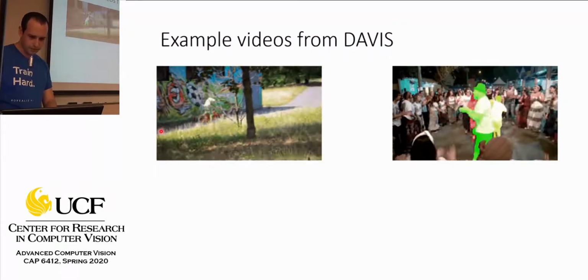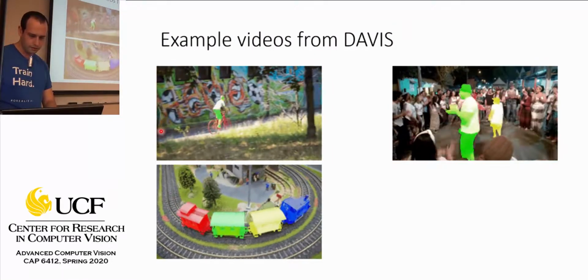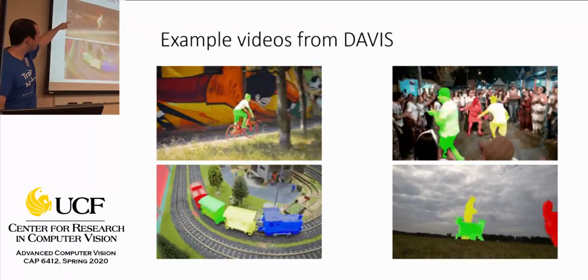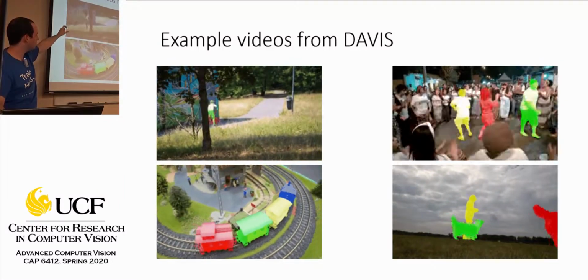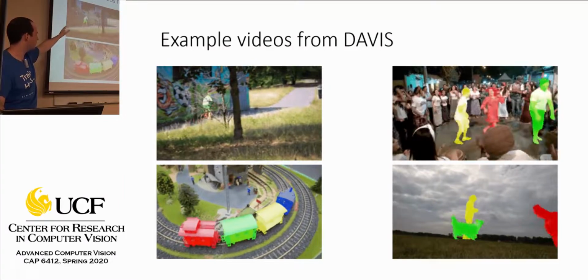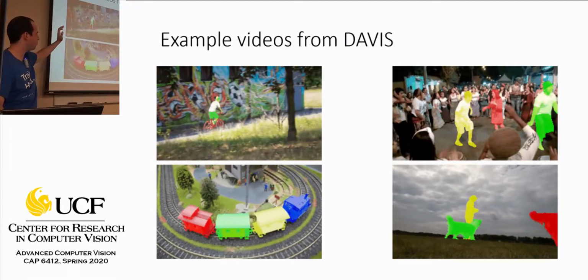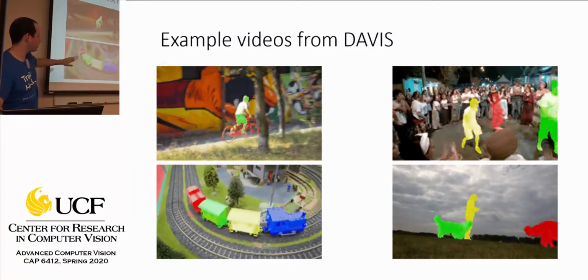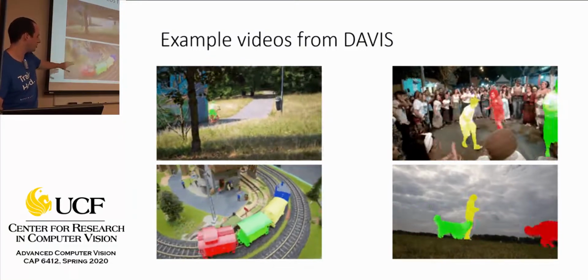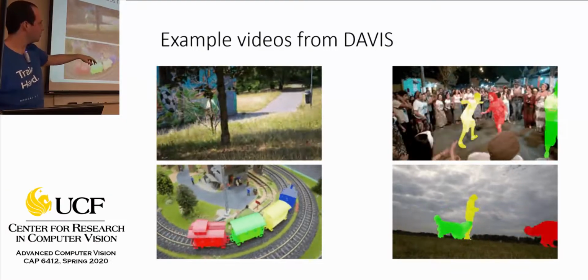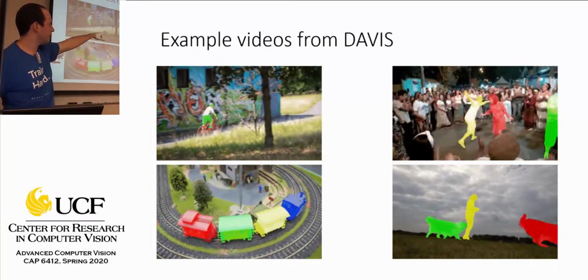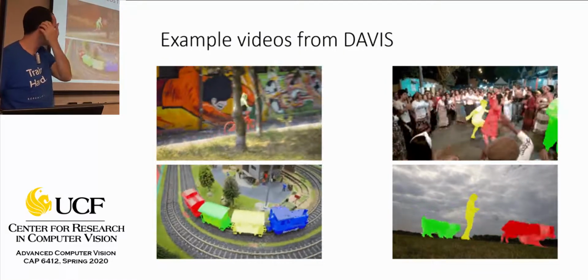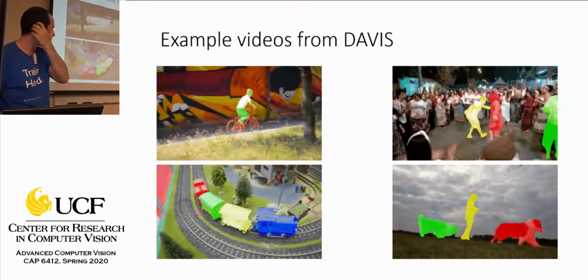So yeah, here are some examples that might show the difficulty of this problem. In this case we have to segment both the boy and the bicycle. As you can see, the bicycle is rather small, especially as the person gets further away. In this one, there are multiple trains, and as the orientation of the train changes, you still have to segment the entire train. And in the people dancing example there are many people. You have to segment only those 3 that are given.